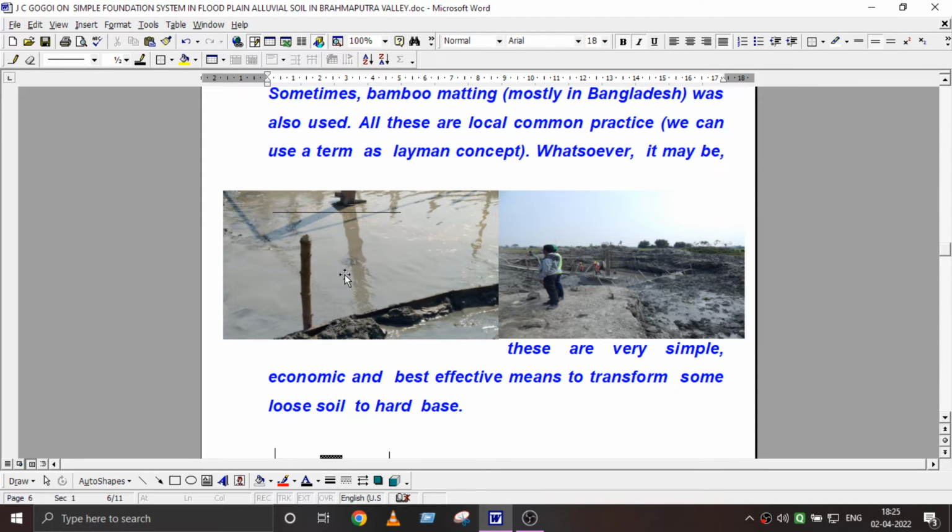Because these soil particles are lighter than the hydraulic pressure due to a difference of 2 meter or 3 meter, whatever it may be. But if we go for some heavy materials, then soil particles cannot come up with the water.